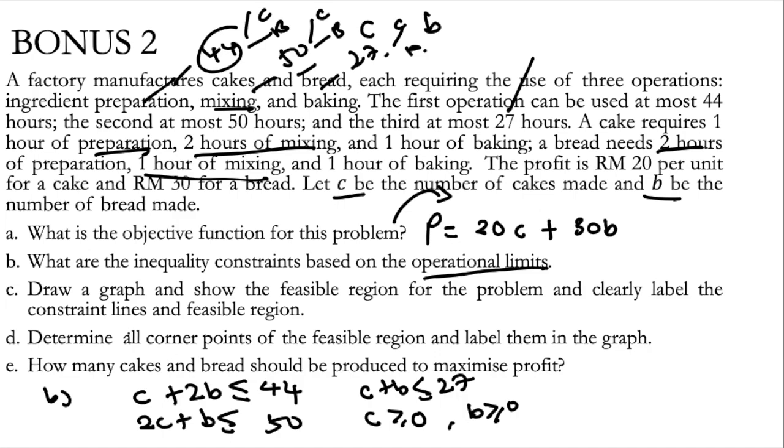Draw a graph and show all the feasible region for the problem and clearly label the constraint lines and feasible region. Now, I will show you how to draw each of the lines, because this has been shown in the lecture. I just show you the finished graph, but in the exam you cannot just show the graph. You need to show how to draw each of the lines. So here I just jump into the steps, a few steps not shown.